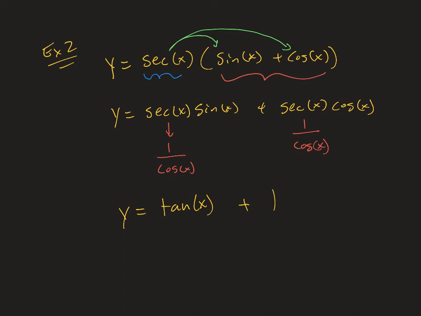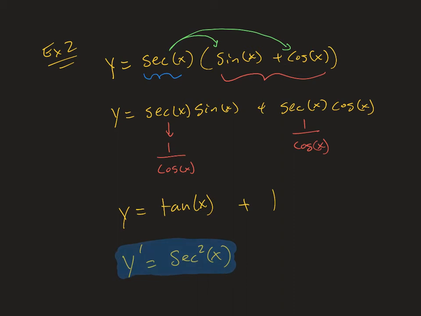Now, at this step, I'm ready to do the derivative, and this is just what I would call a slam dunk. The derivative of tangent of x is right off our chart. That is the secant squared of x. And the derivative of 1 is 0, so I'm done. The answer to this particular derivative problem is secant squared of x.